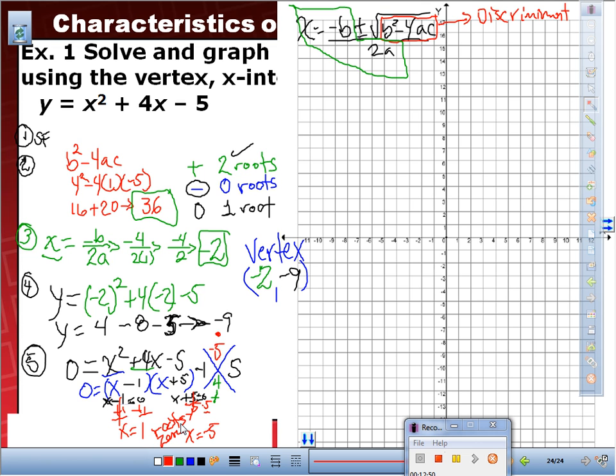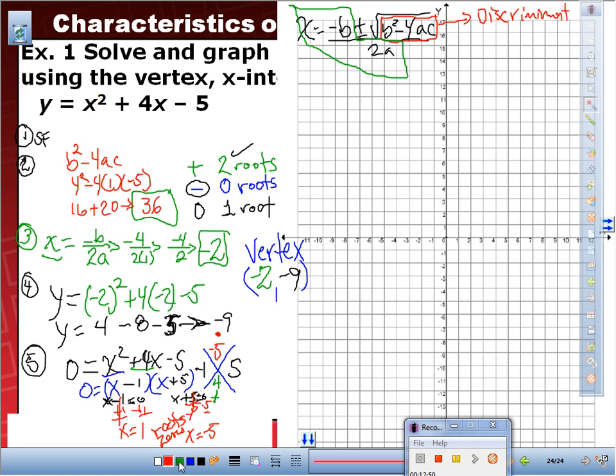So once again, step 1, is it in standard form? Yes. Step 2, we use the discriminant to find out how many zeros we get. 2? Did we get 2 roots? Yes. Step 3, we use the beginning part of the quadratic formula with the denominator to get our x value of the vertex. We substitute that into the original equation to get our y value of the vertex. From there, we solve the equation to get our roots. Step 6, we graph. Let's use all that information.